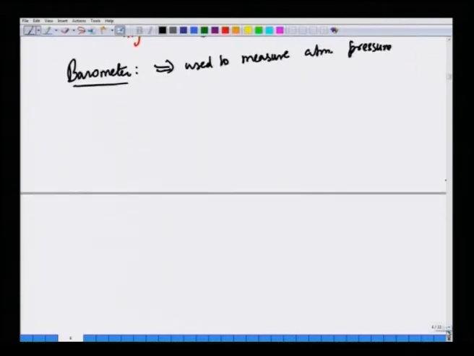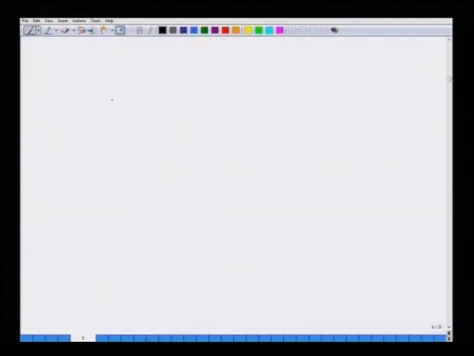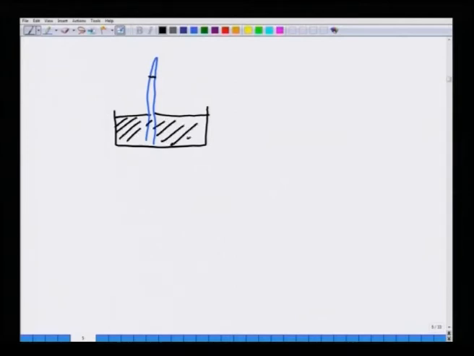How is it done? Well, the construction of the barometer is very simple. You take a trough of mercury, and then in this trough we invert a tube which already has mercury in it. Now, the mercury in this tube will rise to a particular height. This is air, atmospheric pressure, P atmosphere.